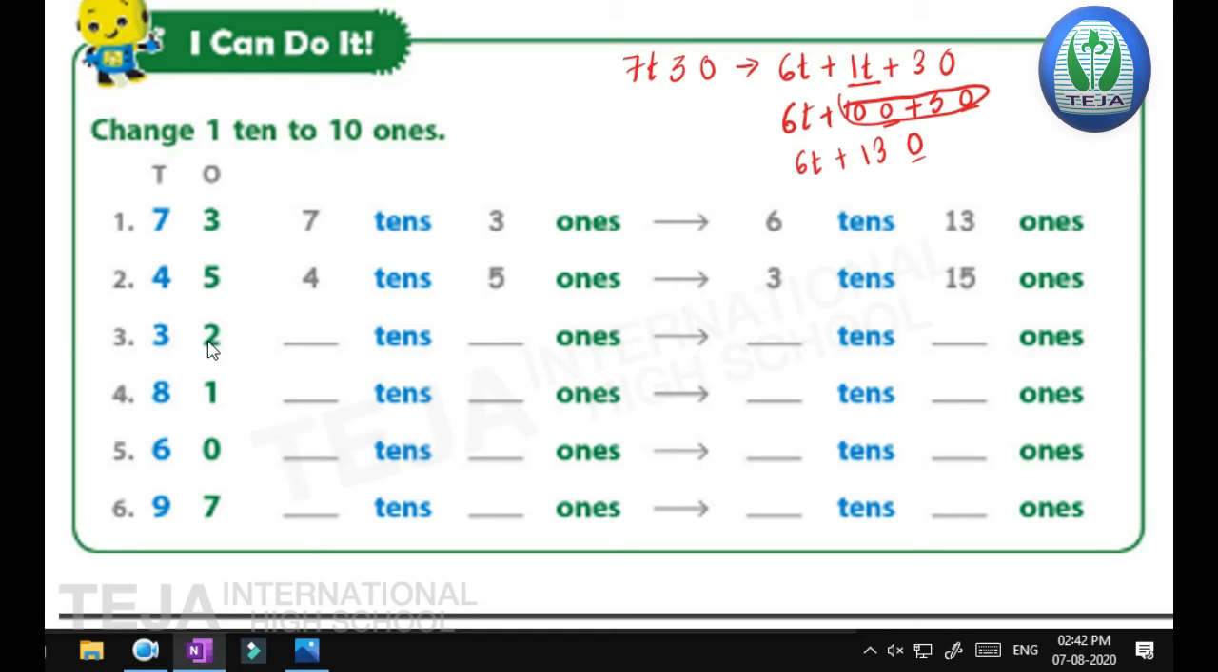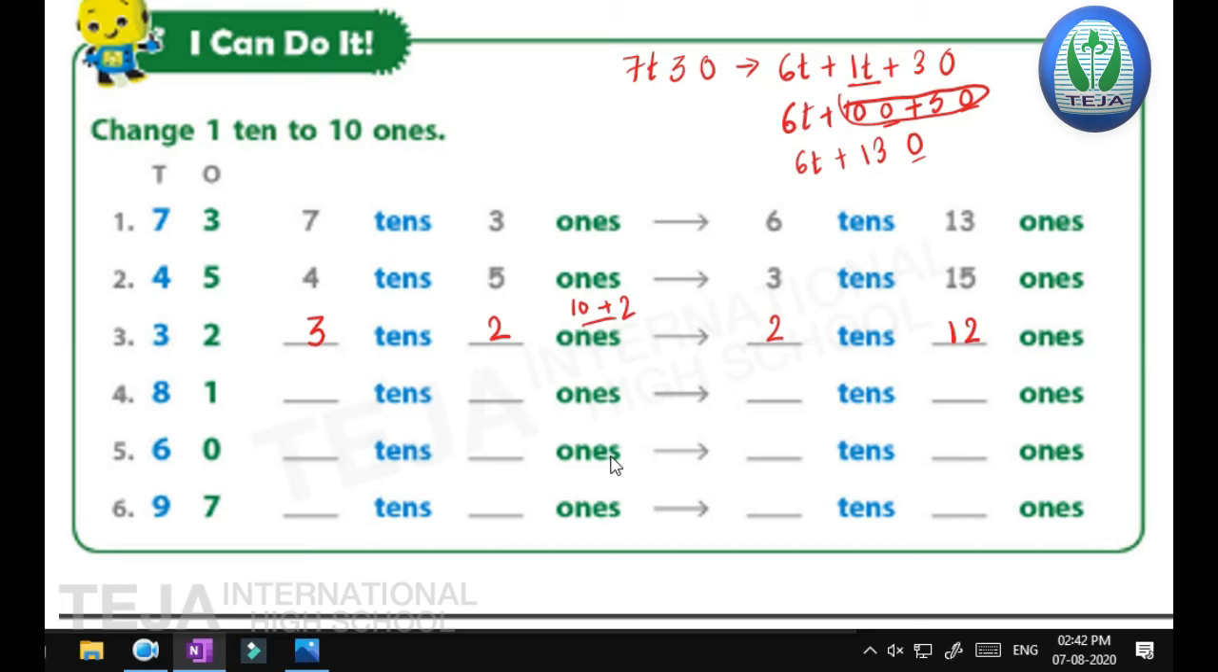Okay. Now the next number is 32. Here 2 is in the ones place, 3 is in the tens place. So write 3 in the tens place and 2 in the ones place. Now we'll remove 1 ten from this 3. So 3 minus 1 equal to how much? It's 2. Now 1 ten equal to how much? 10 ones. 10 plus 2 ones equal to 12 ones. Write 12 in the blank, children.